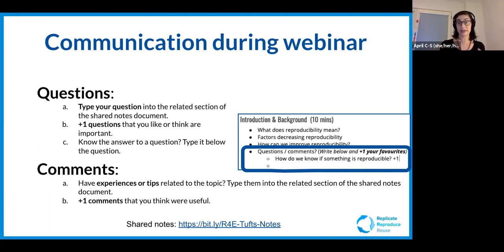We find the best workshops that we do are ones where people actually share their knowledge in this shared notes document. So it's not just the two of us bringing information about how to make your science more reproducible. A lot of you already know some of this stuff yourself, whether you've thought of it in terms of reproducibility or not. And you can use plus one for comments and questions that you think are important.